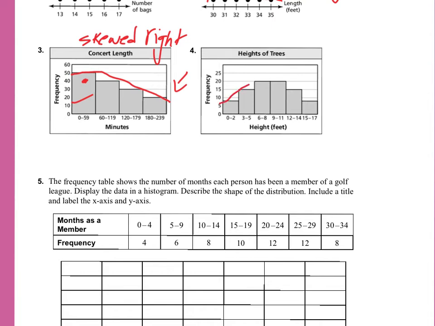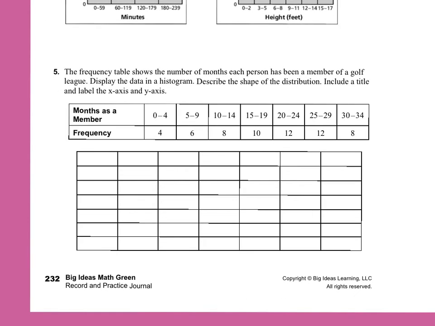Okay, we're going from here up and then back down. This would be another example of symmetrical. All right, so moving on. Number 5, it wants us to actually build a frequency table.